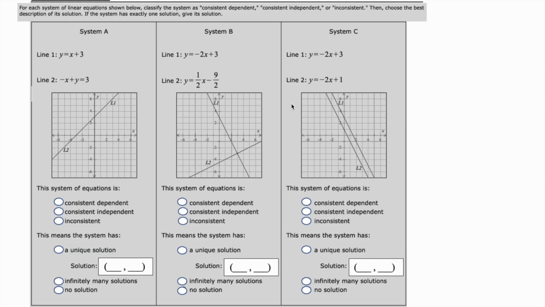So let's go ahead and practice this. So we have system A, B, and C. We're going to look at them separately. They do give you the equations. They also give you the visual, which is really nice. You can do this off of the equation. You can do this off of the visual.